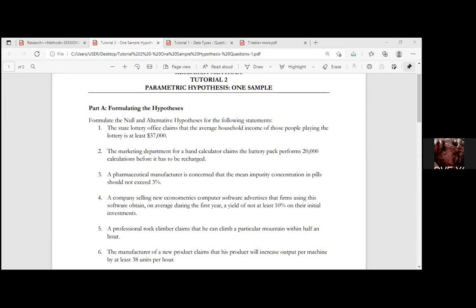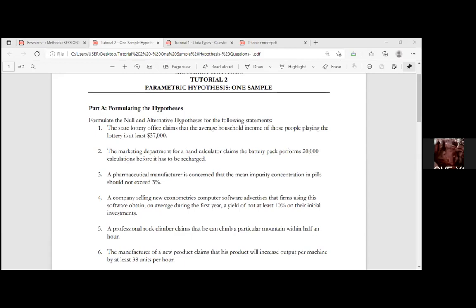The marketing department for a hand calculator claims that the battery can perform 20,000. Okay, Jennifer, help us. So we are using "before." If you are using before, which sign will before correspond to? So it means less than or equal to 20,000. No, before does not correspond to a sign. It's not one of those that correspond to a sign.